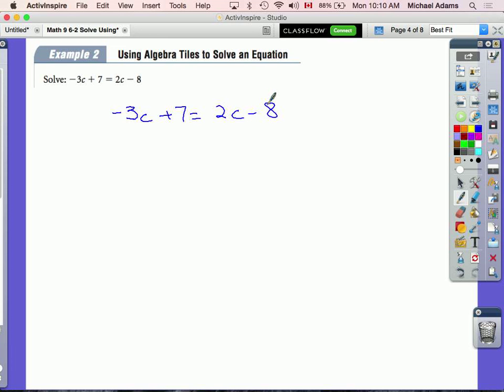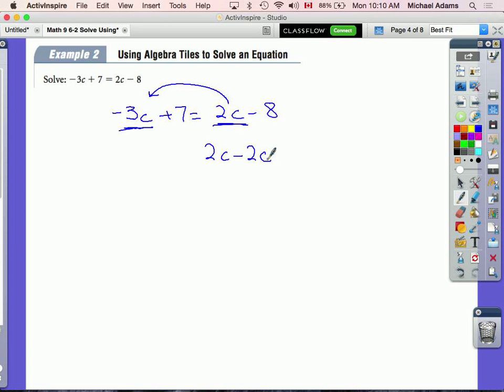Okay, so if you notice, I've got a negative 3c here and a 2c over here. So all I'm simply going to do is bring my variables together. So I'm going to take this 2c and bring it over here. Now, remember, we have to do the opposite. So if this is a plus 2c, a positive 2c, the opposite is a negative 2c, or simply a minus 2c.